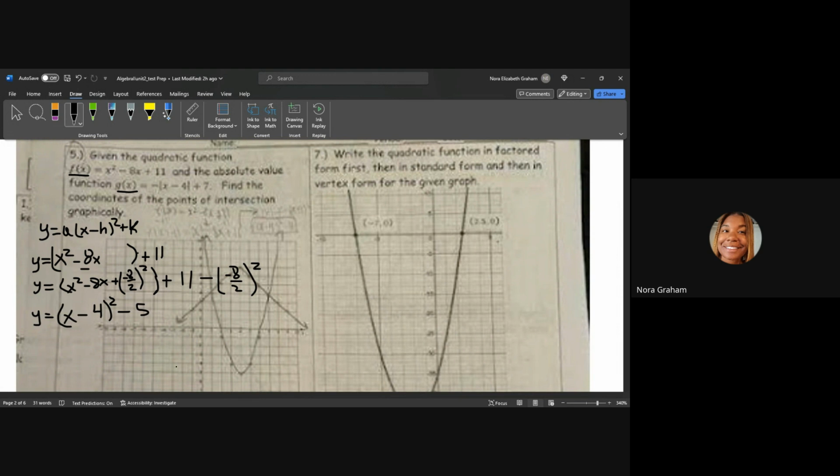And right here, like my student did, she graphed her vertex of her parabola, which is 4, negative 5. So over 4 down 5. And that's how she got this point. And to find the other points, you can plug and chug.